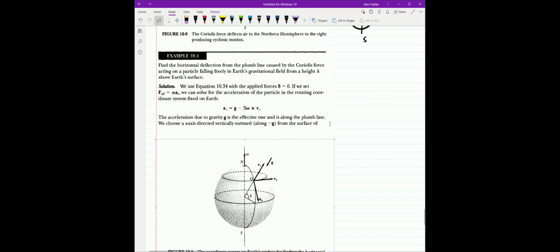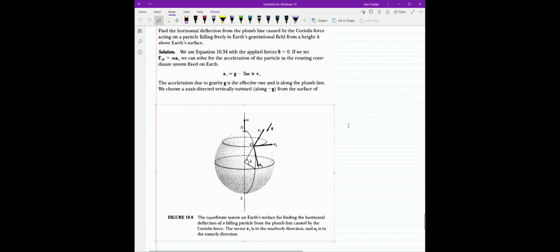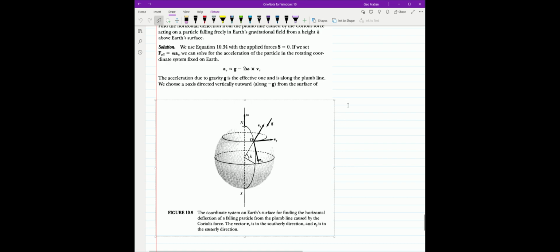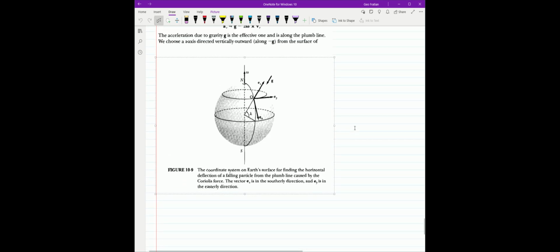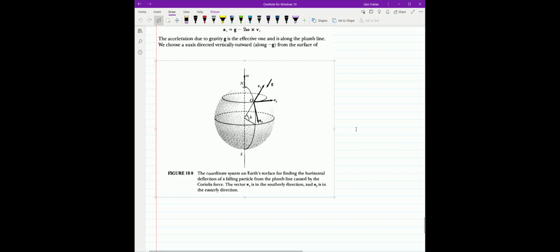We're going to set the other forces like impulse, electromagnetism, and all the other stuff to 0. Then we can set the effective force to just m a_r, where a_r is the rotational acceleration, given by g minus 2 omega cross v_r, since S again is 0. So then the acceleration due to gravity, g, is the effective one and is along the plumb line. So we can choose the z-axis going vertically along basically minus g, like so. So here's our z-axis.